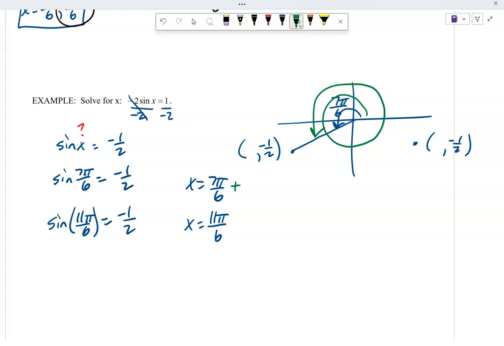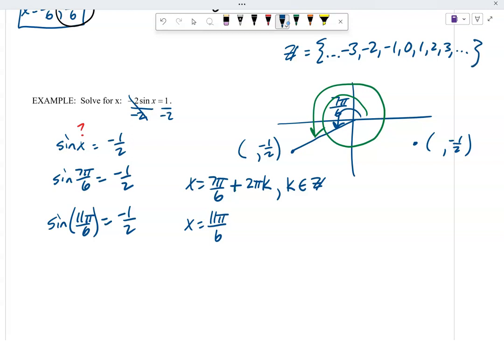So I could summarize all possible solutions as 7 pi 6 plus 2 pi k, where k is an integer. Remember, the integers are the set of all those numbers: the counting numbers, the whole numbers, and all the negatives of the natural numbers. So let's see if that works.